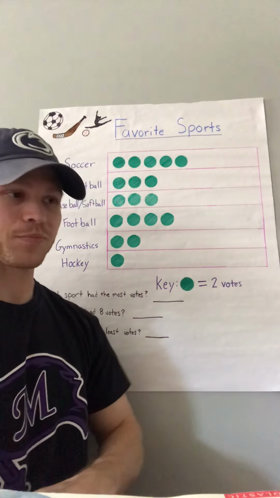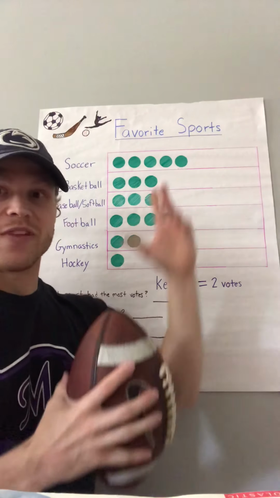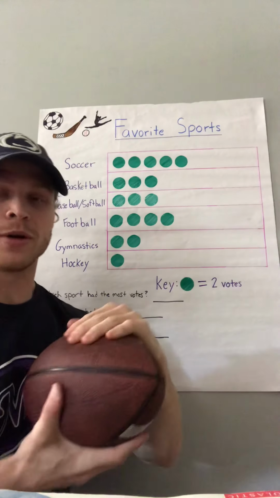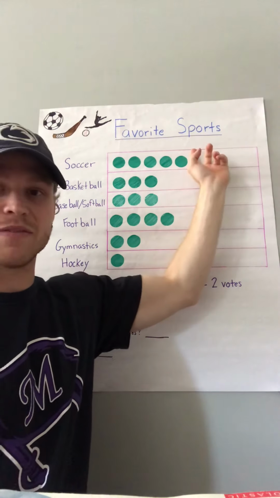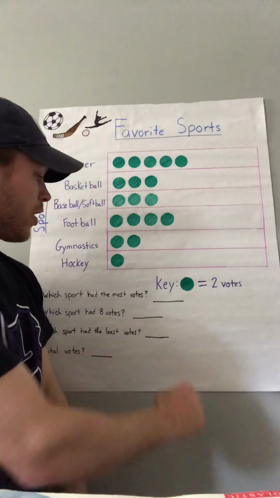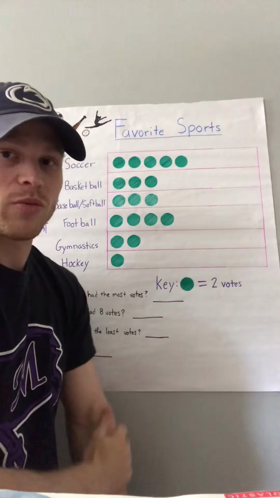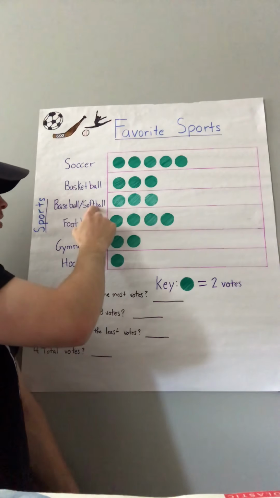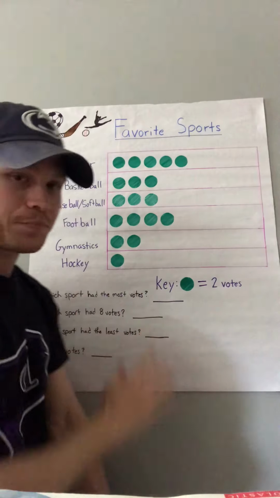So what I did is I took a survey from a class I had about their favorite sport that they like to play. And they had a picture graph. So remember, this here, favorite sports, is our title. It tells us what our bar graph is about. So I had the class vote on what their favorite sport was. So they could pick between soccer, basketball, baseball / softball, football, gymnastics, and then hockey.